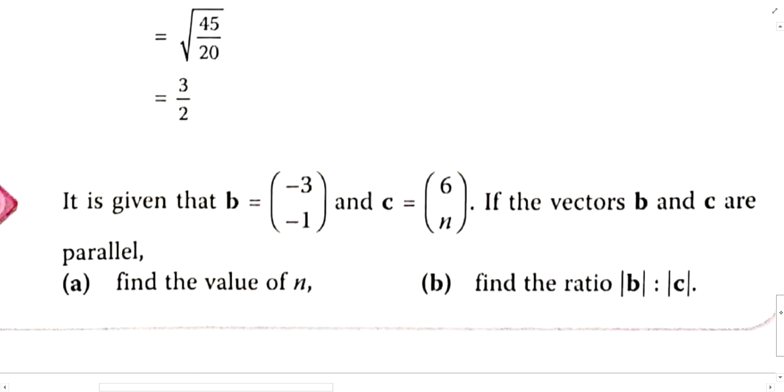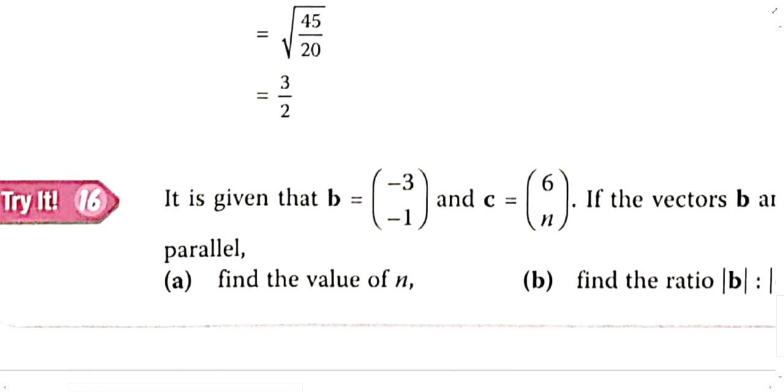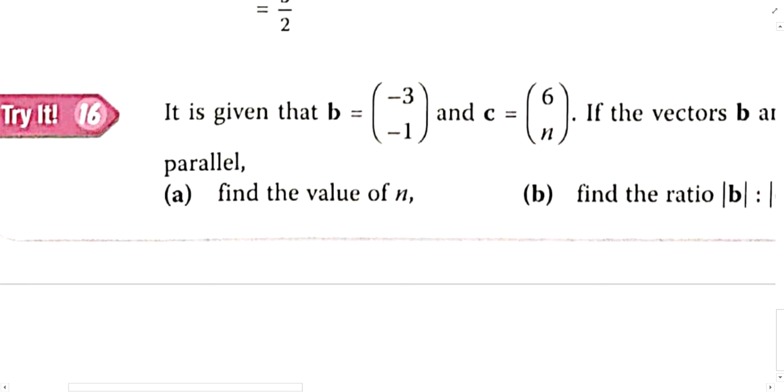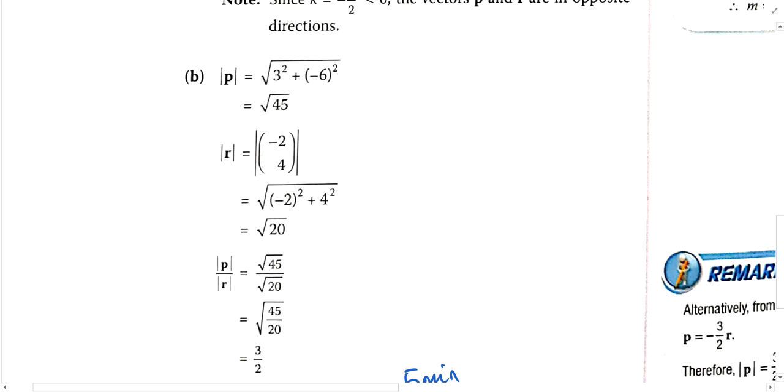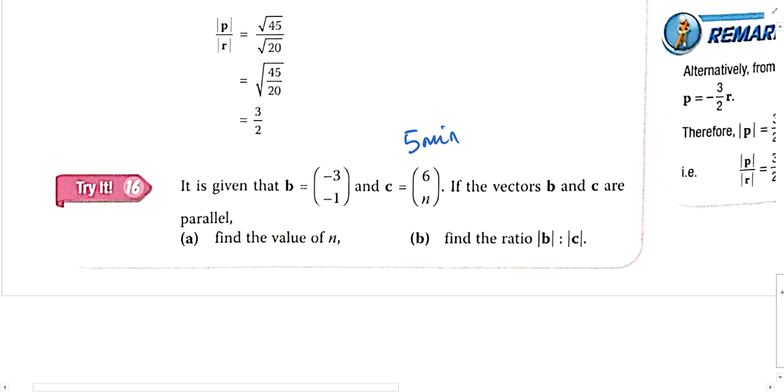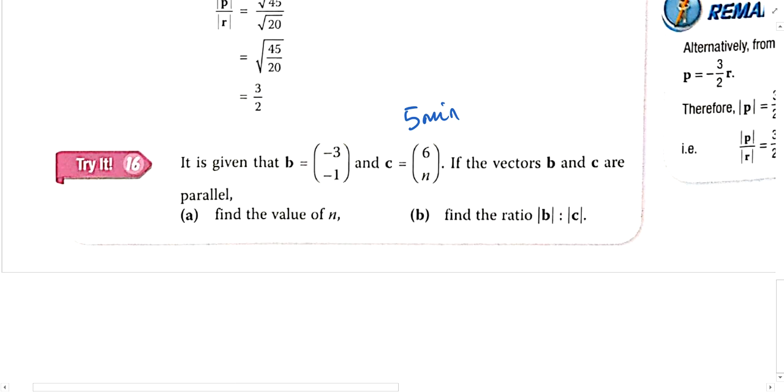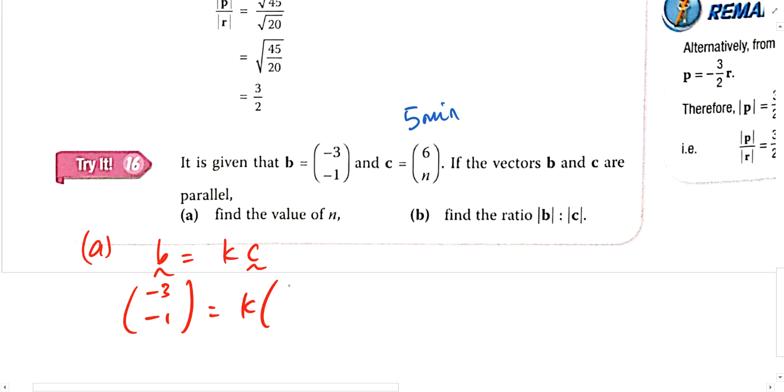So now please try question 16. Okay, 5 minutes for this. Refer back. Okay, so let me do that. Part A. B equals k times C. Negative 3, negative 1 equals k times 6 and n.